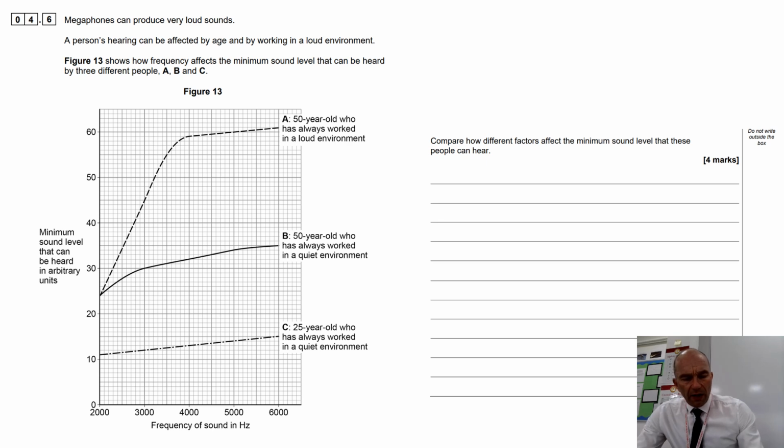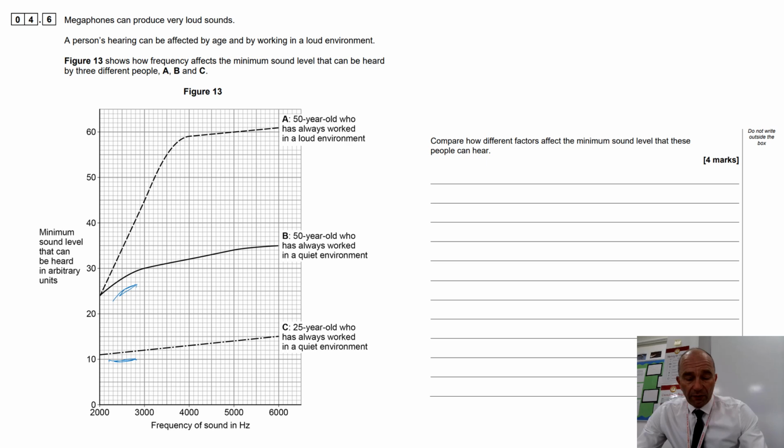And if you look at the differences, between 2000 and 3000 hertz, the minimum sound level that can be heard increases more in person B, so we've got this bit here, than in person C. The other thing you can talk about is that in person C, there's very little variation in the minimum sound level that can be heard at the different frequencies. It's not a particularly steep curve, or in that case it's a straight line.